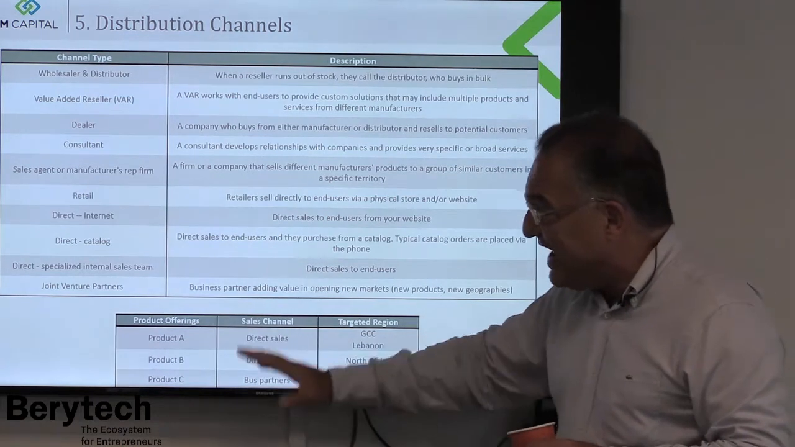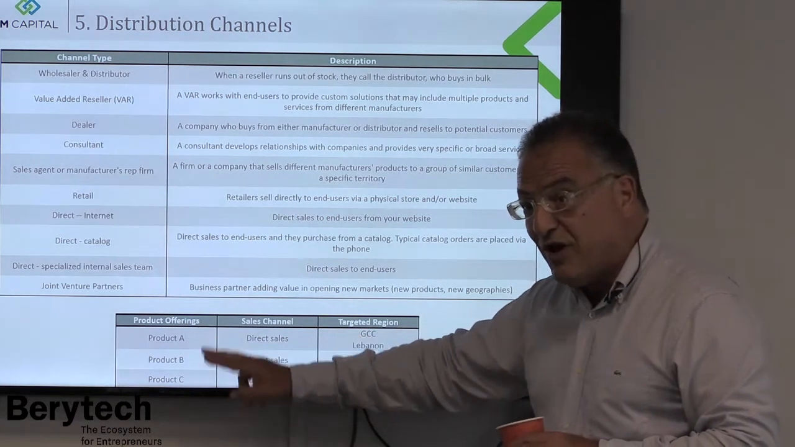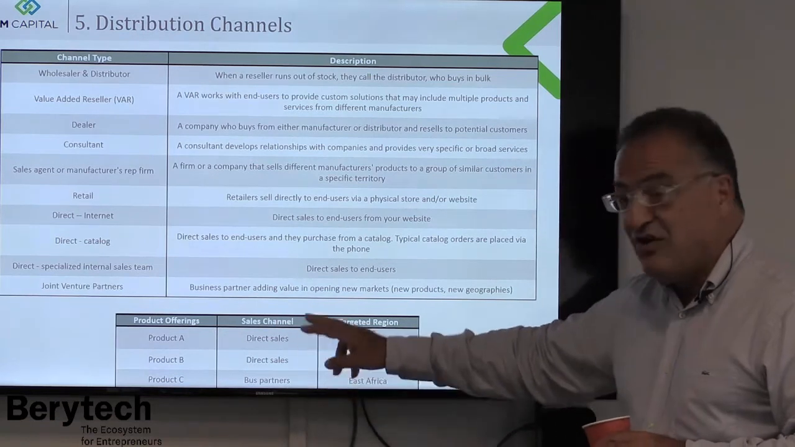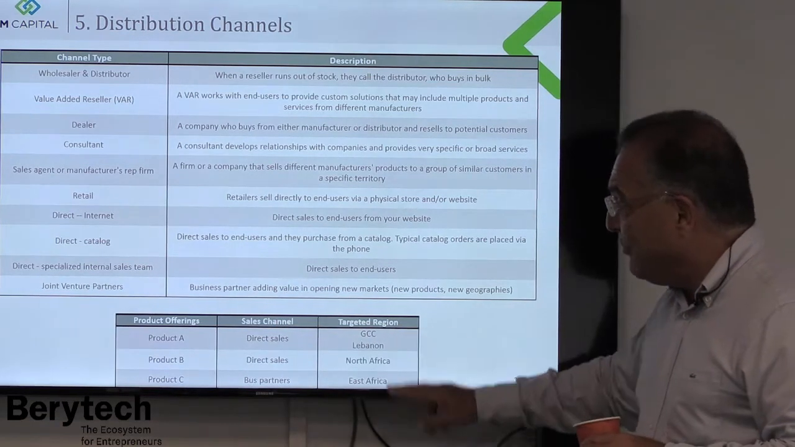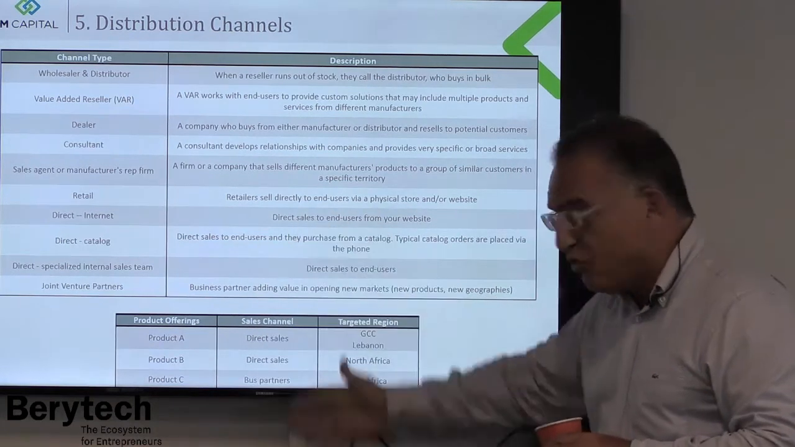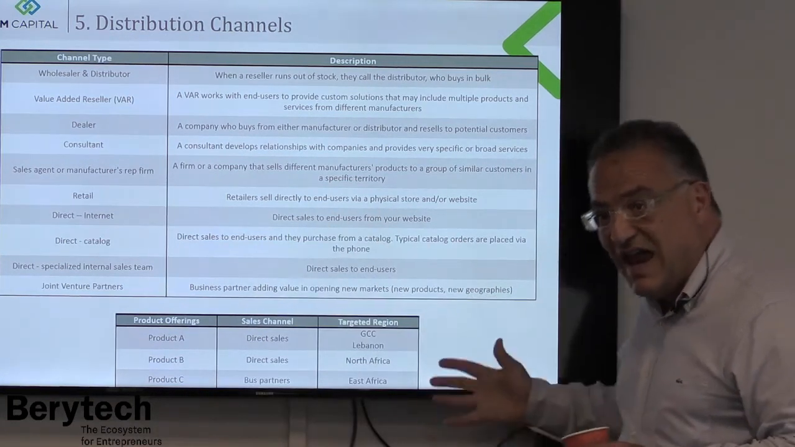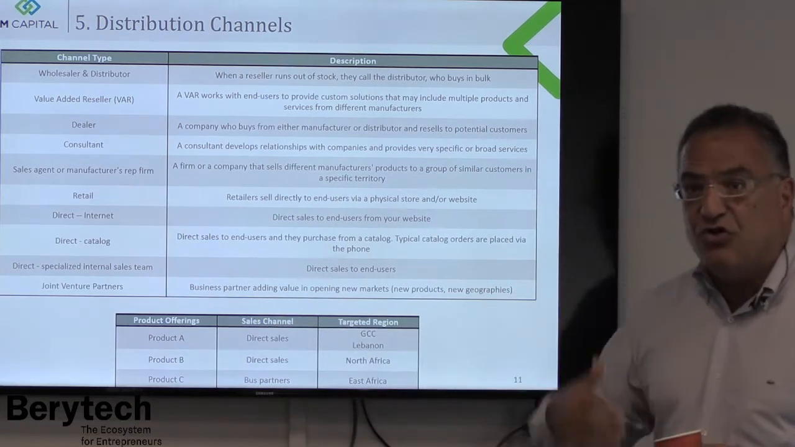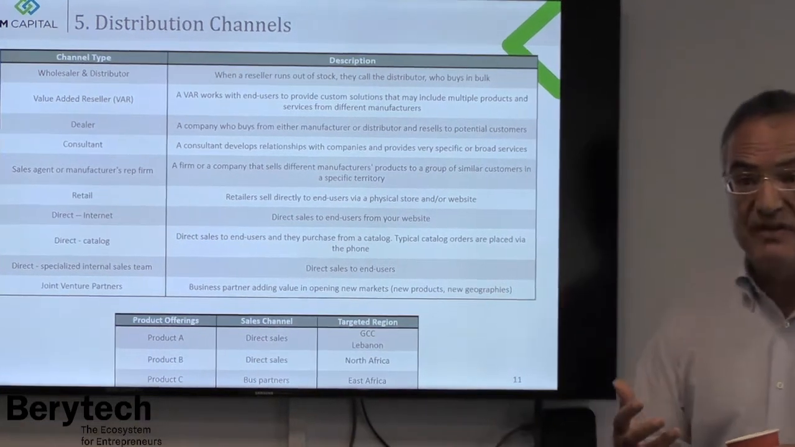So what I want at the end is to know what your products are, what sales channels you are using, direct and others, and what your targeted region is. So I need to have a plan of which product, through which channel, to which market. And then I will spend time with you and go through it to see if this is the optimal mix. Okay?